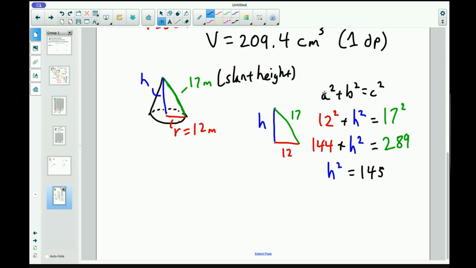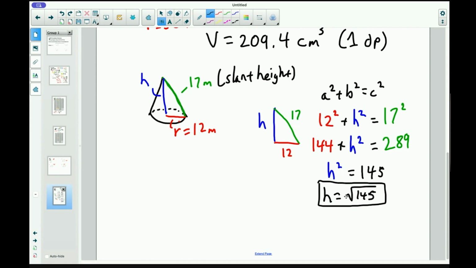So h squared is equal to 145. To make h the subject, to get rid of that square, I'm going to square root both sides. Okay, so square rooting both sides, I get the square root of 145. And here's a pro tip. Just leave it as the square root of 145, unless you get a number like the square root of 100, which gives you 10, then obviously use 10.